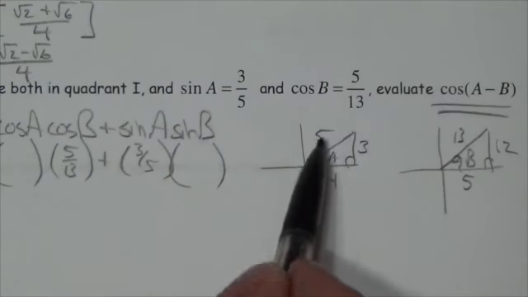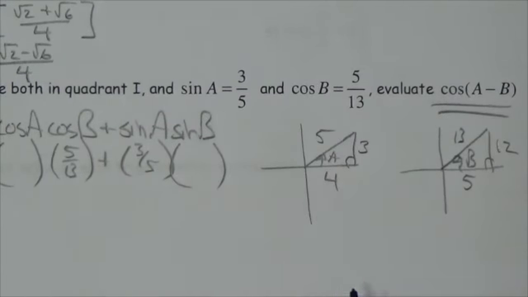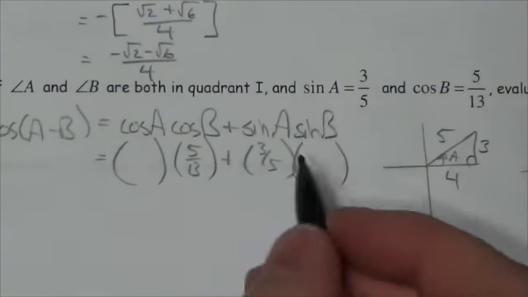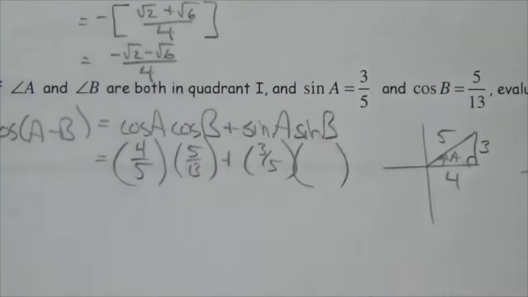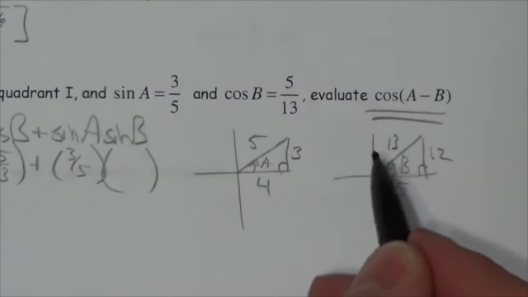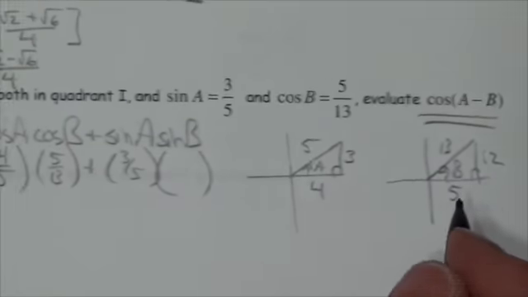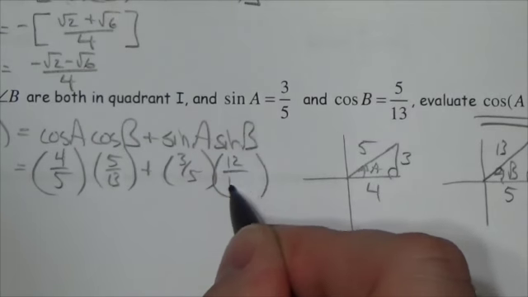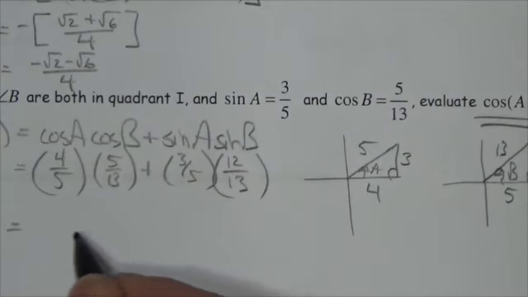So now I needed the cosine of A. Okay, well, here's A. Cosine is going to be the x-coordinate over the r here, so 4/5. I need the sine of B. That's going to be the y-coordinate over the r value here, or the y over the hypotenuse, so that's going to be 12/13. Okay, now let's put this together.